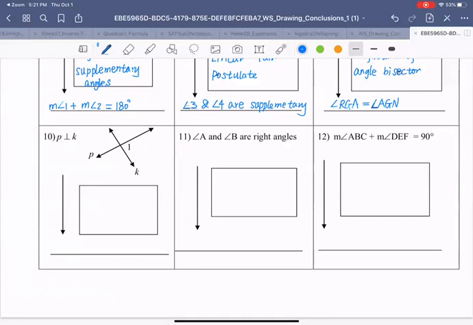Okay, for 10, P is perpendicular to K. If this one is perpendicular to this one, this angle 1 is how much? This angle 1 is 90 degrees. Or you can also say angle 1 is a right angle. It's also okay.